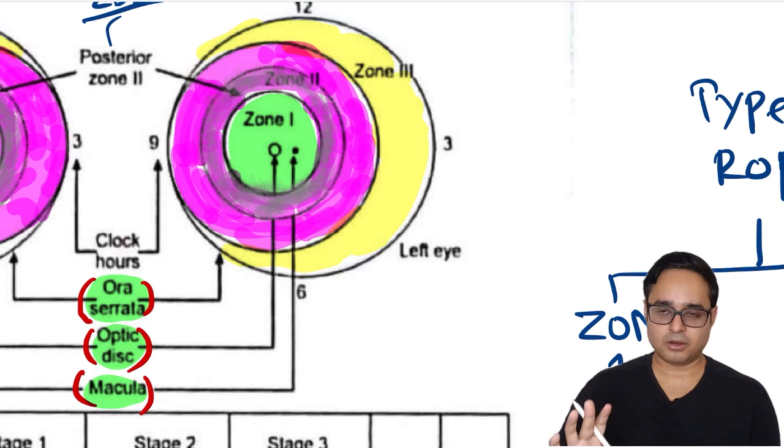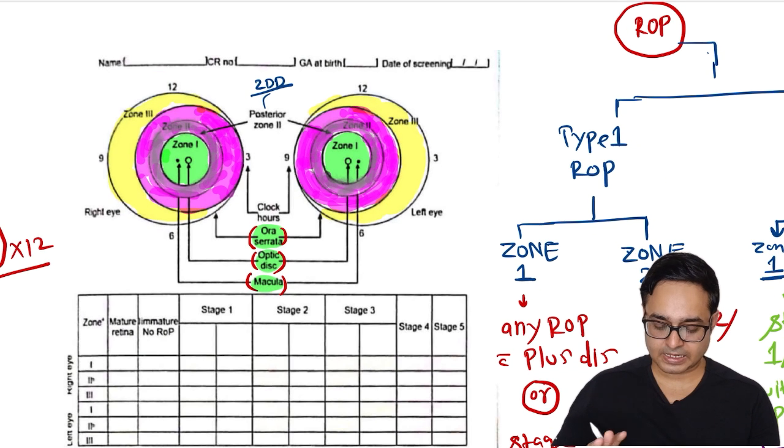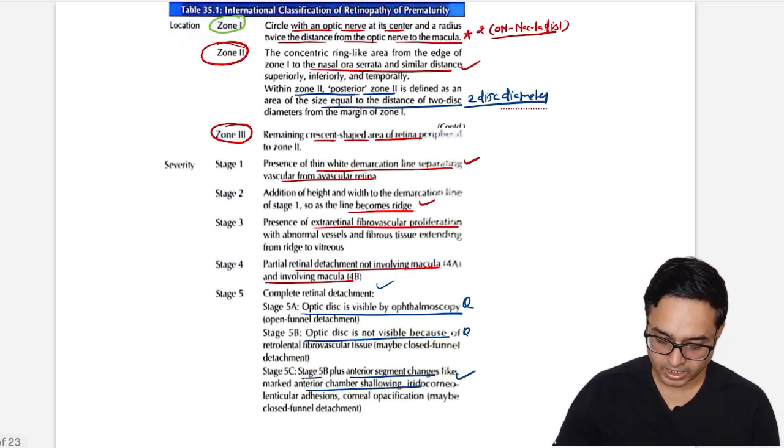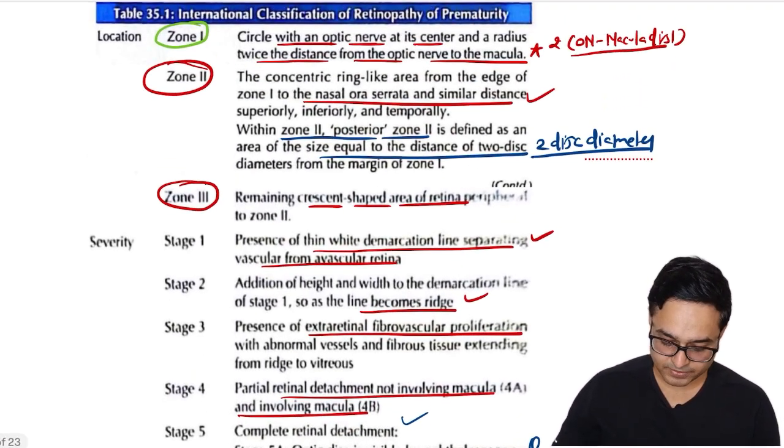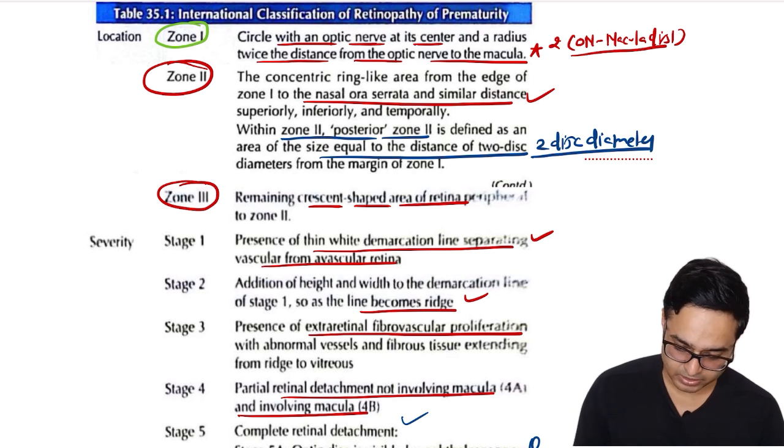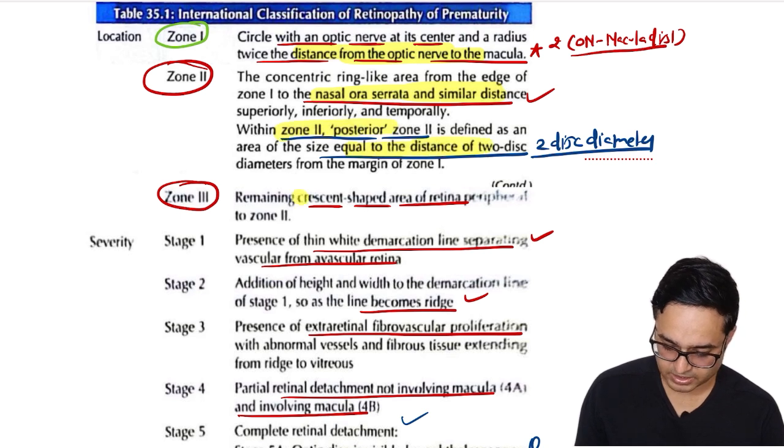I think it is clear about the zones of retinopathy of prematurity. We'll discuss them in detail also. After the zones we have discussed, you have to be clear. So the keywords are optic nerve diameter, ora serrata, and crescent-shaped area.